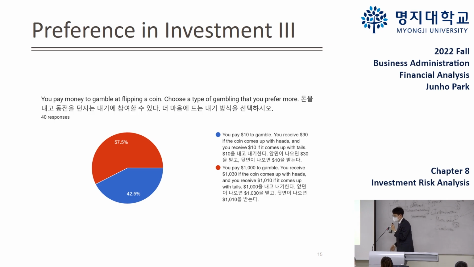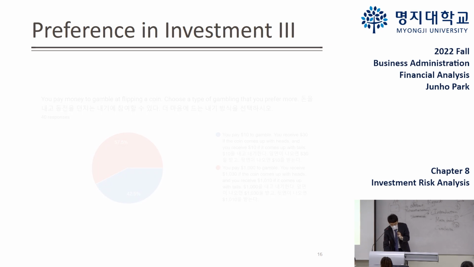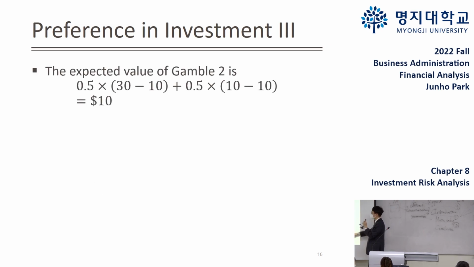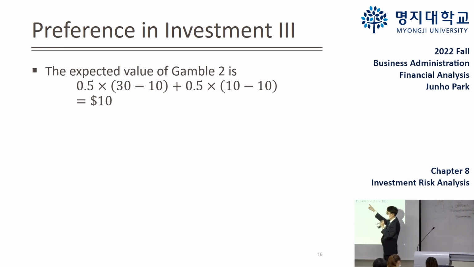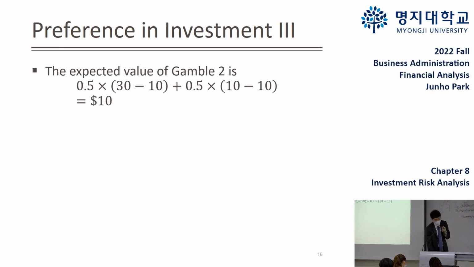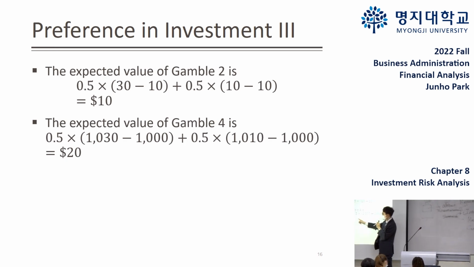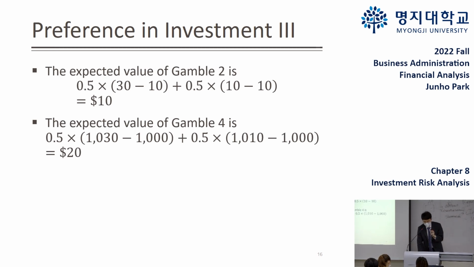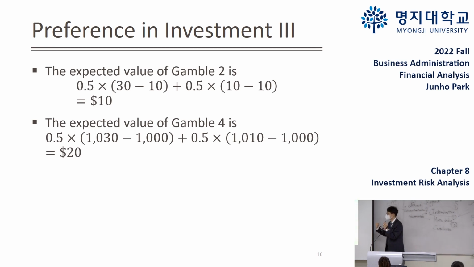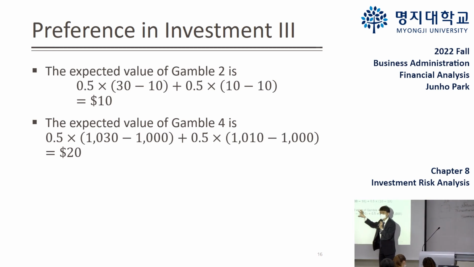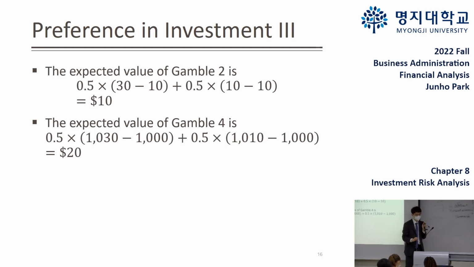I think it is important. It is not possible to explain this result with the expected value, because if you calculate the expected value of gamble 2, we had $10 as the expectation, but for the new gamble, the expectation is 20. Therefore, if we are really making decisions based on the expectation, then we should all choose the new option. However, this is not the case.